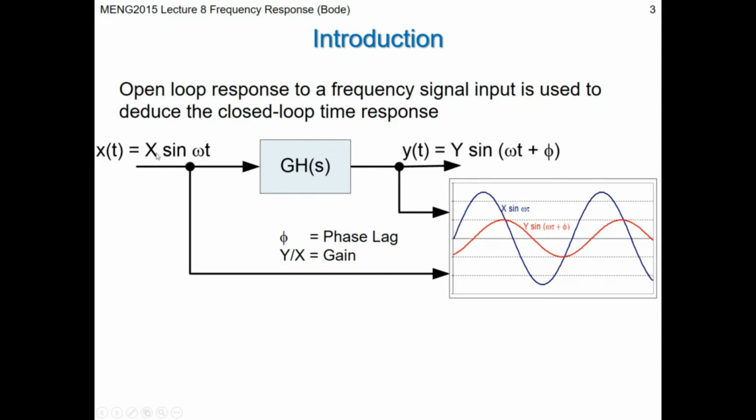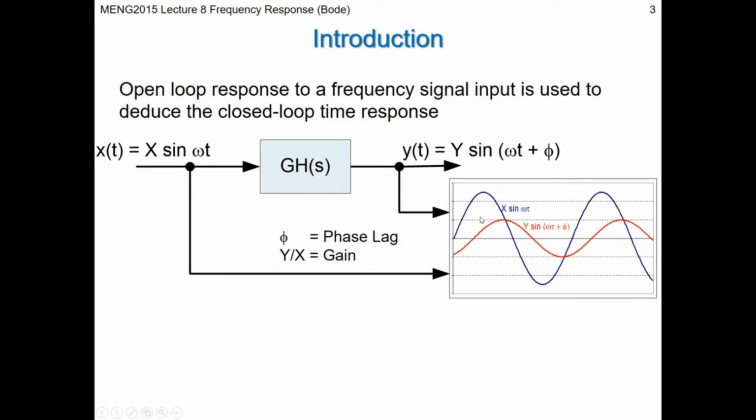x(t) is a sinusoid with an amplitude X and a frequency omega. And our output, we'd expect some sinusoidal output as well, assuming the system is in steady state. And that output is going to have an amplitude Y, and it's going to have the same frequency, but it could have a phase shift of phi, a phase lag.